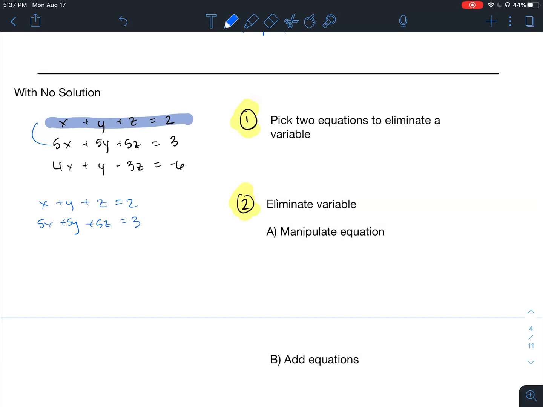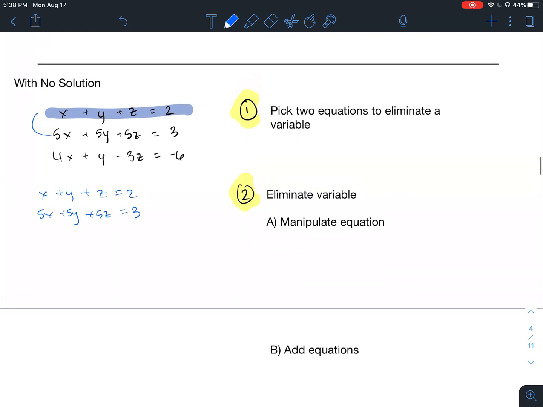So notice that in the second equation all the constants are the same. So this is looking a little bit different already. Now we're going to manipulate and add to eliminate a variable. Let's just pick one of them. Let's just say x. So to eliminate the x, it has to be negative 5x. So let's multiply this by negative 5.